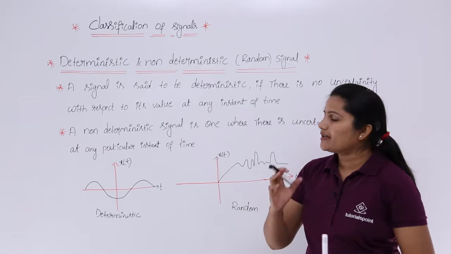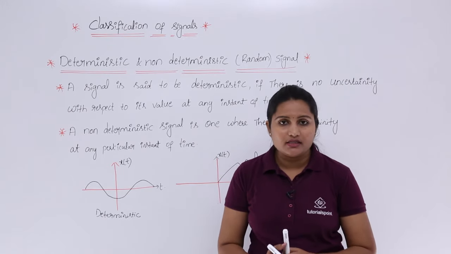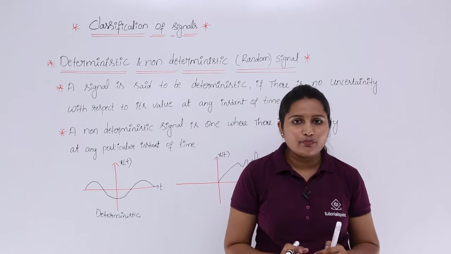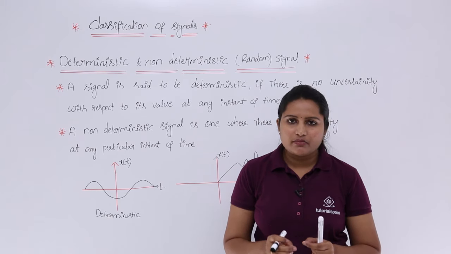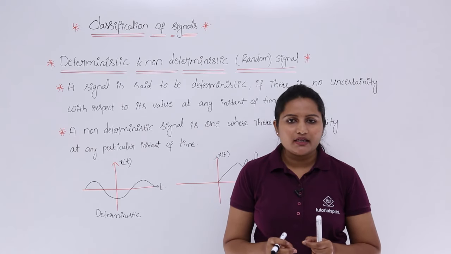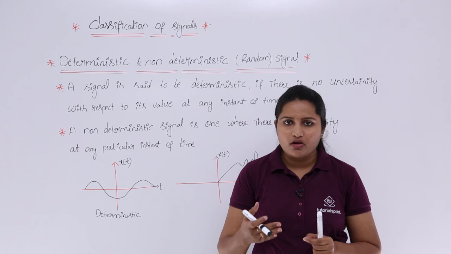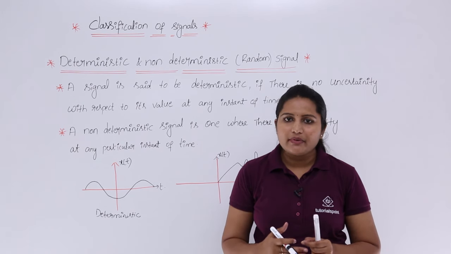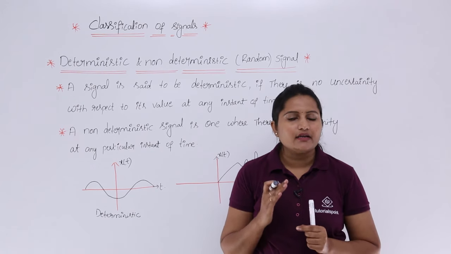So, this is about deterministic and random signals. The definitions are very important. If you can determine or define with a mathematical relation, that is deterministic. If you can't determine with a mathematical relation, that is called a random signal.